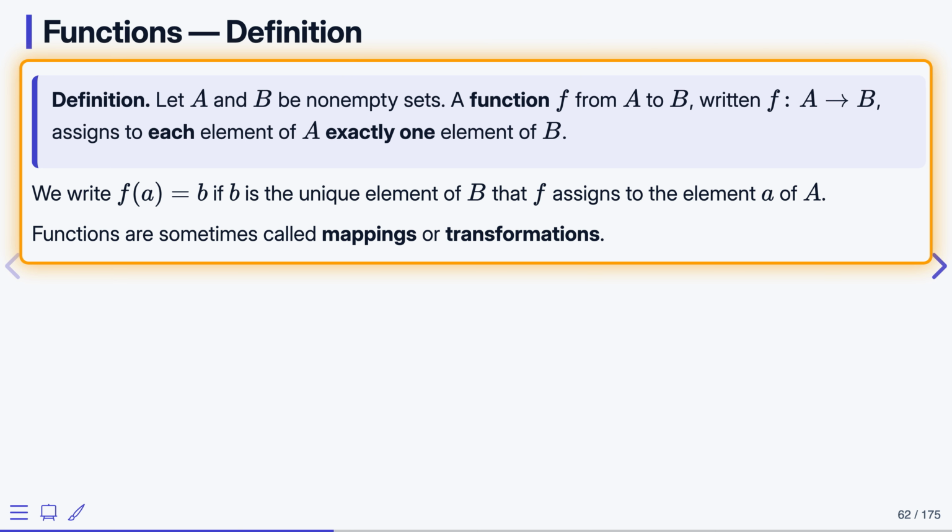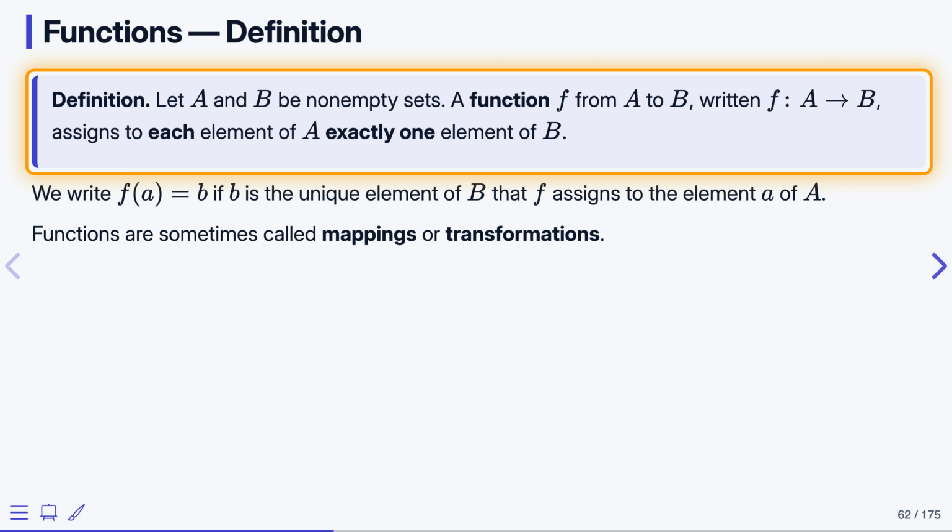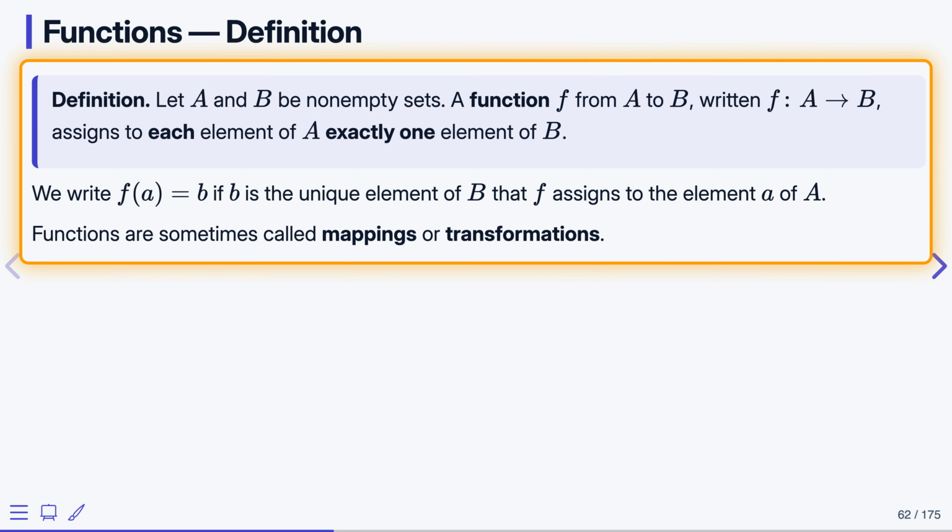Now the definition of a function. Let A and B be 2 sets, both non-empty, meaning neither one is empty. A function f from A to B, which we write as f colon A arrow B, is a rule. The rule takes each element of A and assigns to it exactly one element of B. The 2 important words are each and exactly one. Every element of A must get an assignment, and it gets only 1, never 2. When the rule sends the element a to the element b, we write f of a equals b, and we say b is the image of a.